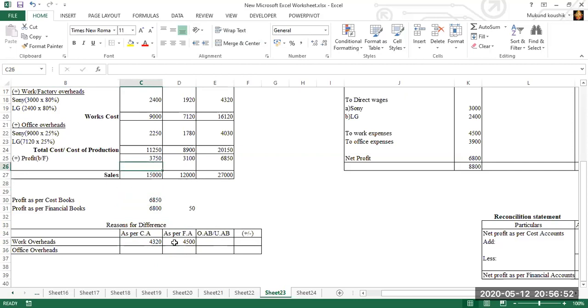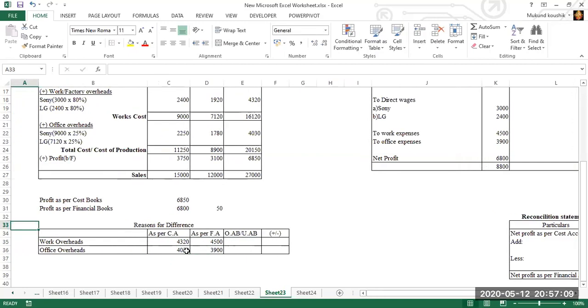Similarly, there is again a difference in office overheads. Office overheads as per cost accounting total 4,030. But office expenses as per financial accounting are how much? 3,900. Now, because of the difference between these two items, there is a difference in the net profit of rupees 50 between cost and financial accounting.